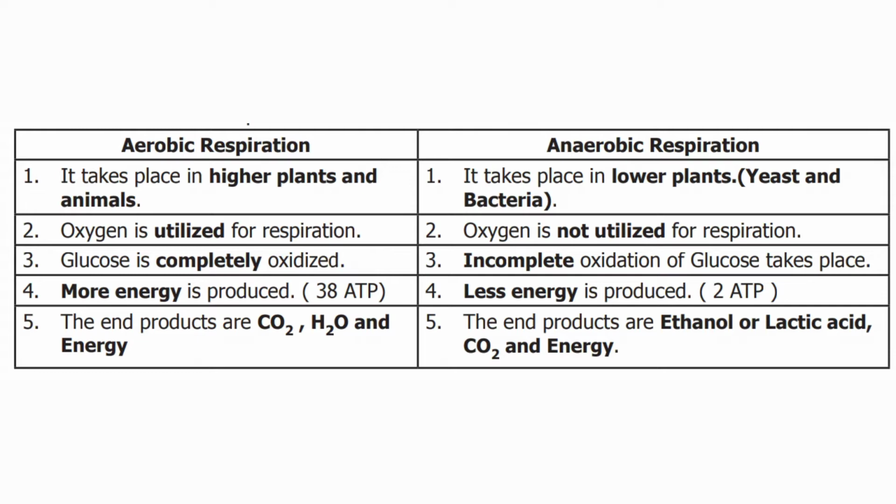In aerobic respiration, glucose is completely oxidized. In anaerobic respiration, incomplete oxidation of glucose takes place. In aerobic respiration, more energy is produced, 38 ATP. In anaerobic respiration, less energy is produced, 2 ATP. In aerobic respiration, the end products are CO2, H2O and energy. In anaerobic respiration, the end products are ethanol or lactic acid, CO2 and energy.